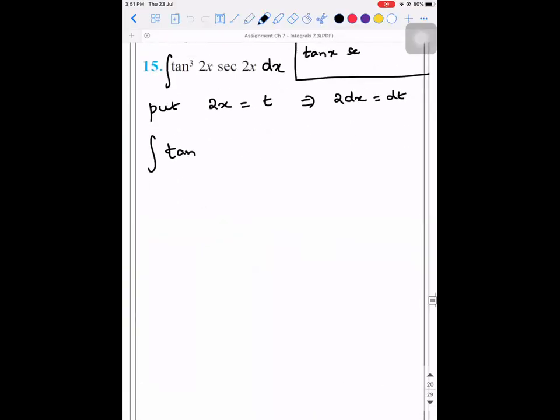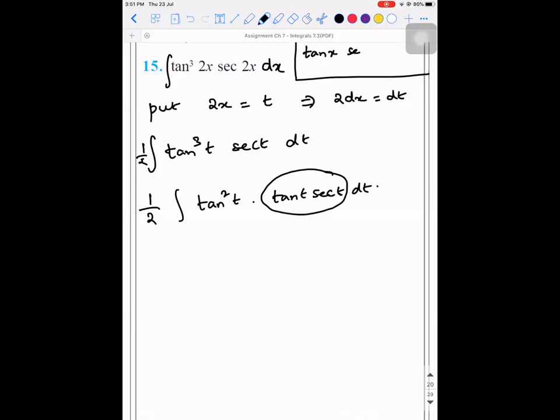So it is tan cube t into secant t into dt divided by 2. Right? So what can we do now? So 1 by 2 into, can I write it as tan square t into tan t into secant t dt? Right? Now how to do? So derivative of which function is secant x into tan x? Secant x. So we don't have it. So what can you do here?